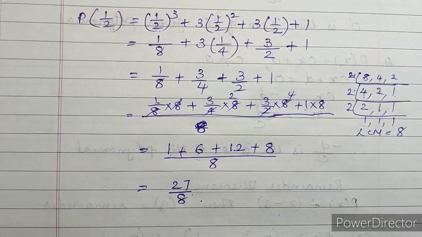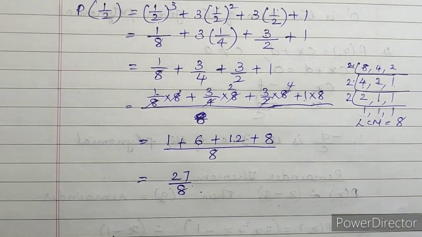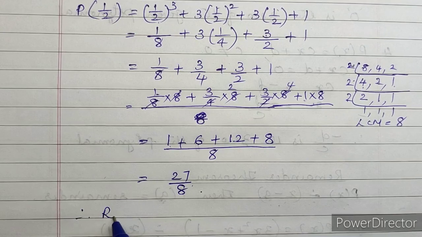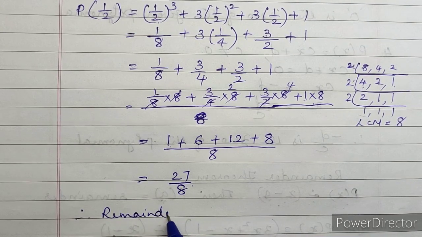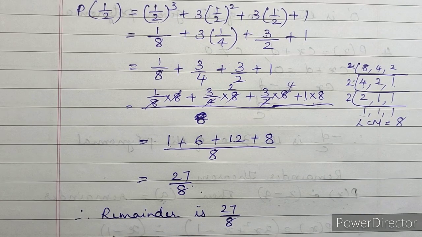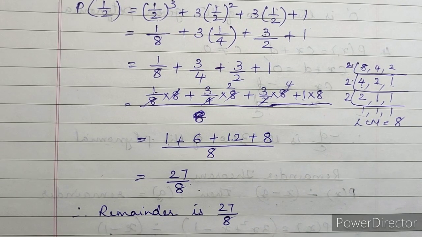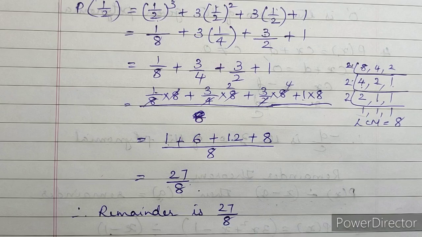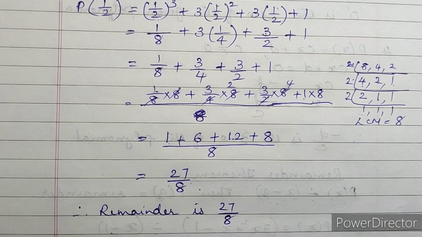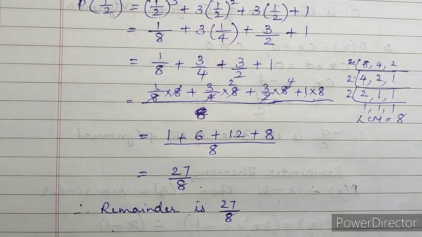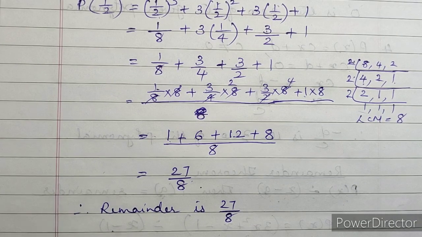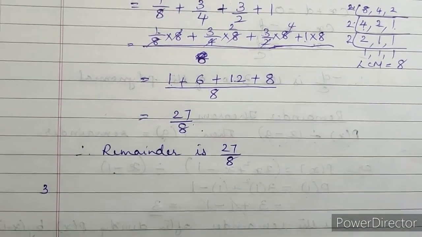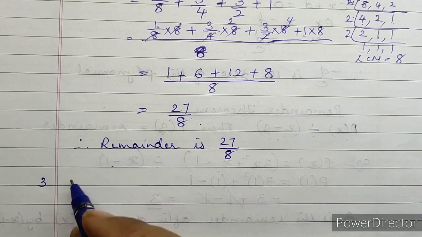So what is the remainder? By the remainder theorem, the remainder is 27 by 8. So this is the way you use the remainder theorem for finding only the remainder, not the quotient. Now the third sum, third one, it is x plus pi.